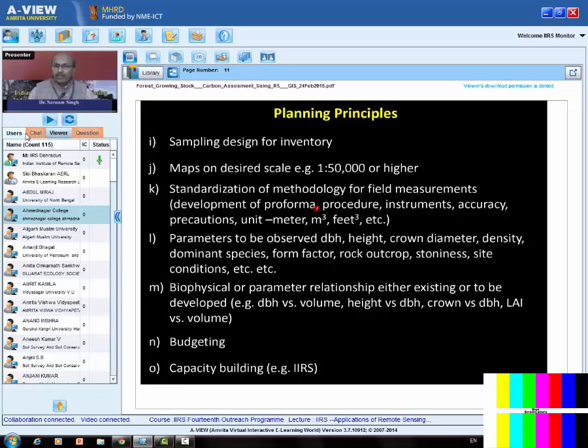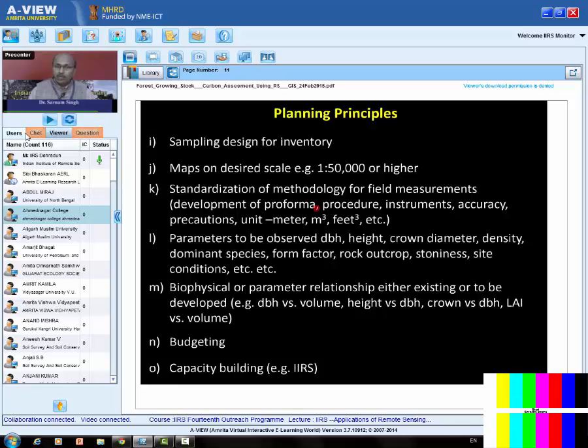What are the form factors? Some are tapering, some are very cylindrical, some are very broad. There are different form factors for different species. And if we do not have the volume equation available and we need to generate the volume equation, then form factor is very important, which we need to do in the field. And we should also find out the site conditions, like rock outcrop, stoniness, etc., when we are in the field.